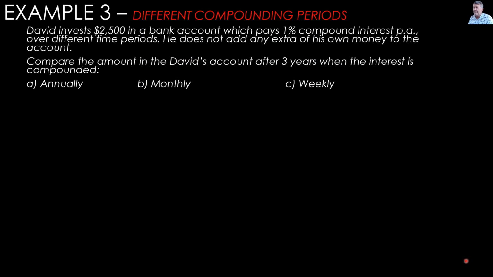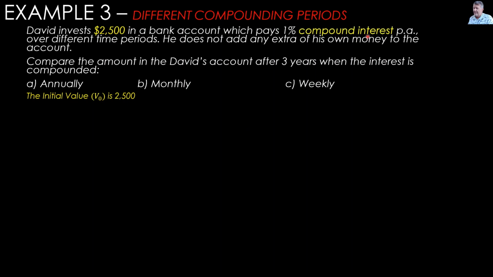All right, David. Now let's see what happens to David. He's got 3 different options. 1% compound interest per annum over different time periods. He does not add any into the account. Compare the amount in David's account after 3 years when the interest is compounded annually, monthly, or weekly. Now let's see what happens. We've got an initial amount, so it's 2,500. So our V0 is 2,500.